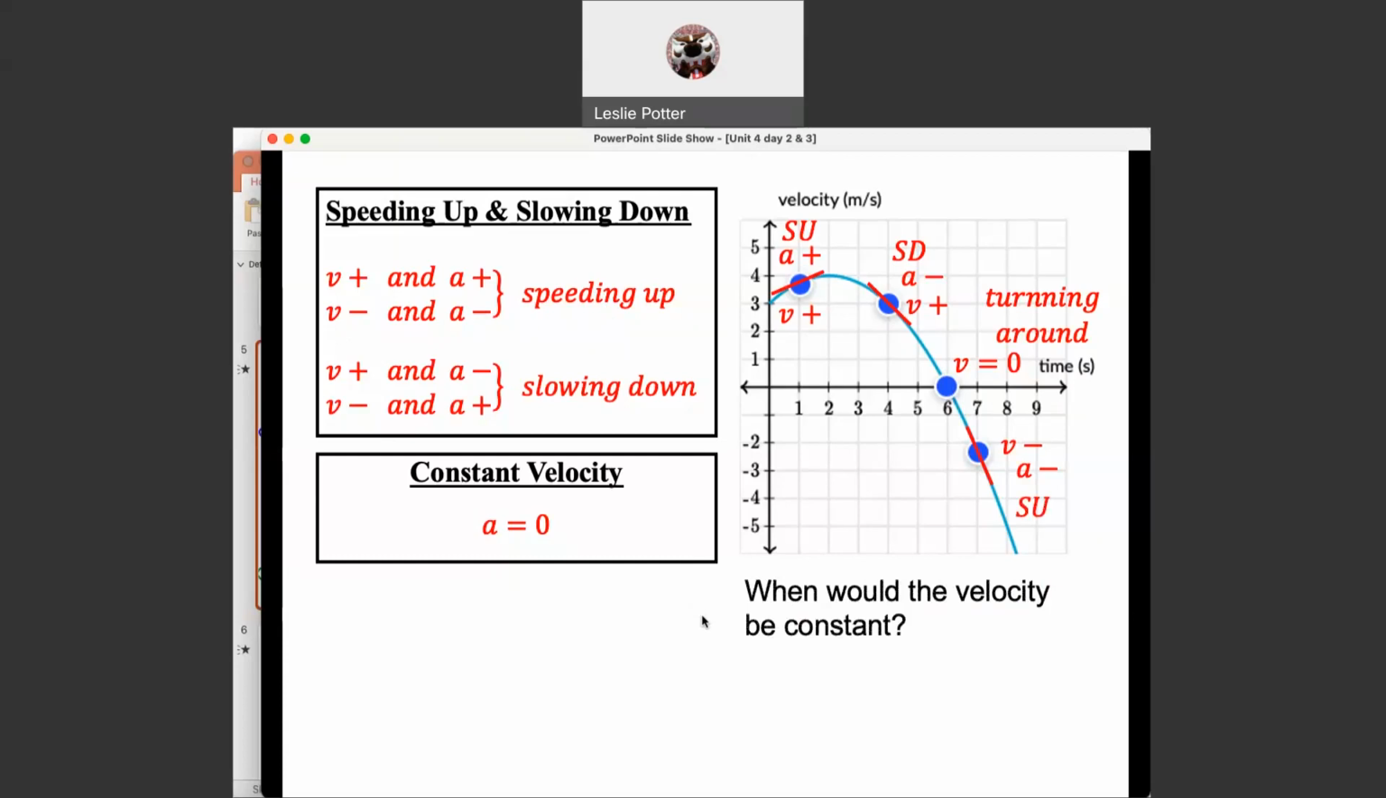Okay, when would the velocity be constant? Well, the velocity is constant when the acceleration is zero. Where's the acceleration zero? Well, we'd have to look for a tangent line that's horizontal, which would be about maybe 2 seconds back up here. That would be an instantaneously constant velocity right there.